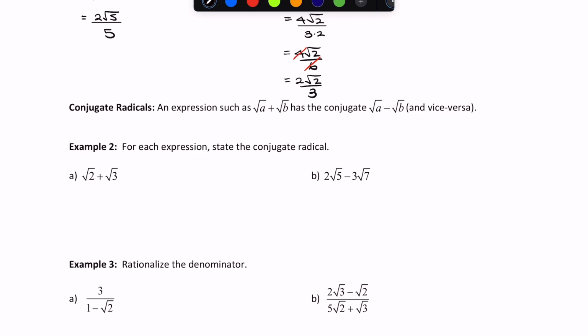So here we have square root 2 plus square root 3. So the conjugate radical would be square root 2 minus square root 3. Same thing here, 2 square root 5 minus 3 square root 7. Our conjugate radical would be 2 square root 5 plus 3 square root 7.